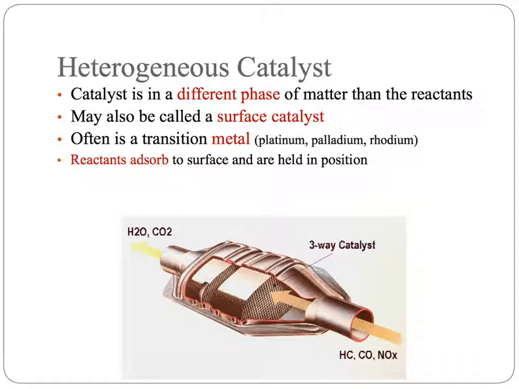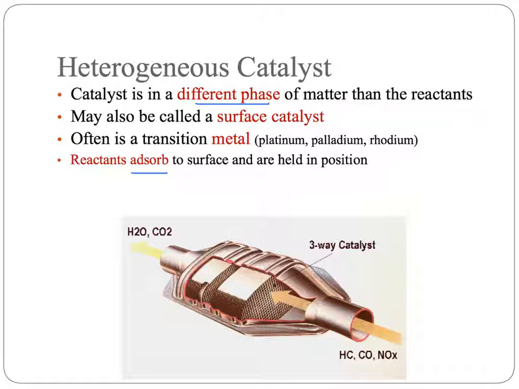The book talks about heterogeneous catalysts, which are catalysts that are in a different phase of matter than the reactants. These are often also called surface catalysts and are metals, like that nickel that we saw back several slides ago. And in a surface catalyst, the reactants adsorb themselves to the surface. They don't adsorb with a B, but they adsorb. They stick on just a little bit because of some attraction, some electrons maybe are pulling the reactants in, and then they're held into position until the reaction happens.